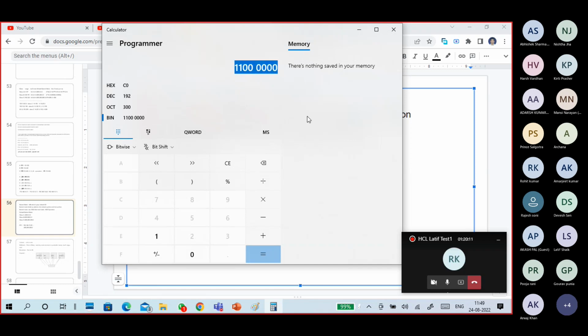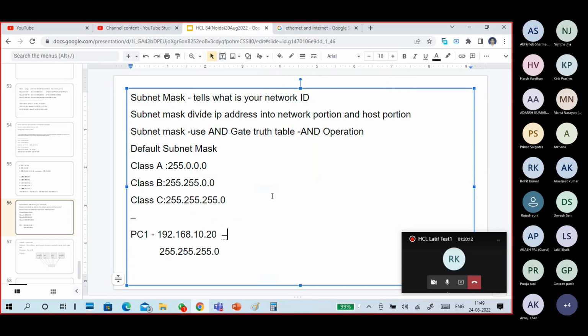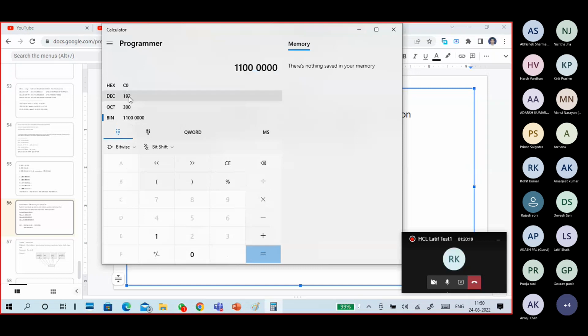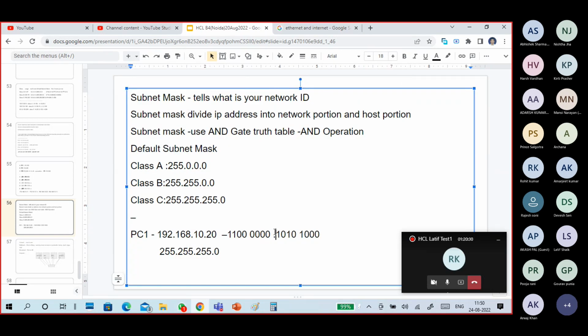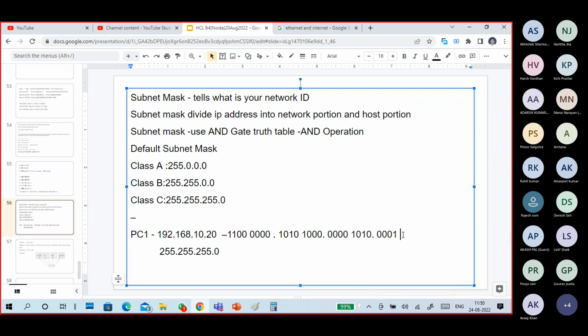Very good. So 192 converted into binary. This is the binary number of 192. I know it already. Then next is 168. There is a dot. 10 is 00001010. 20 is a little higher, right? So 001 means 16, then 8, 4. This is 20. I don't require a calculator, but just for you, I showed it. 255 means all are ones.